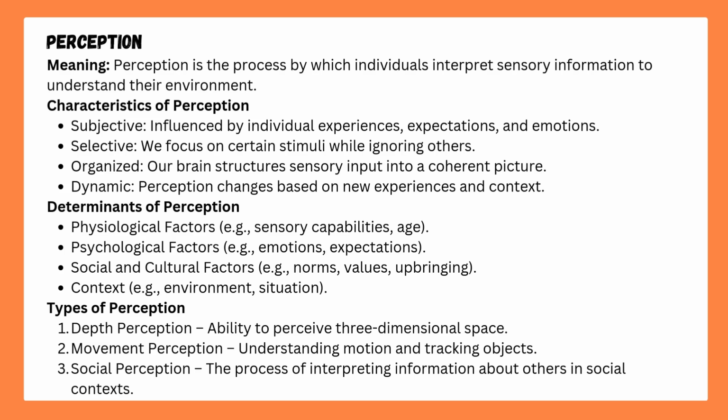Determinants of perception. Physiological factors, e.g., sensory capabilities, age. Psychological factors, e.g., emotions, expectations. Social and cultural factors, e.g., norms, values, upbringing. Context, e.g., environment, situation.